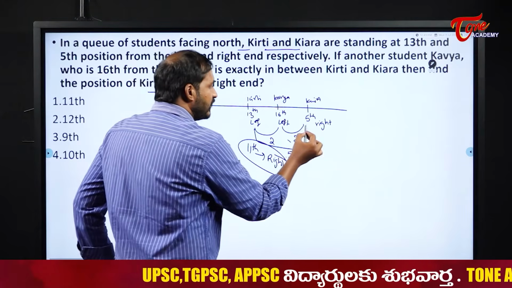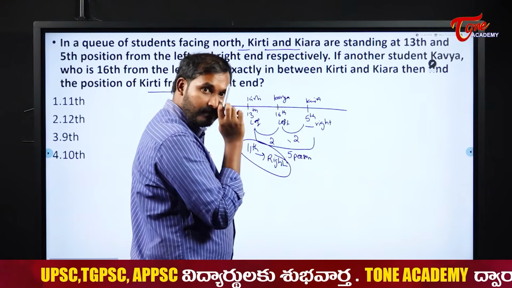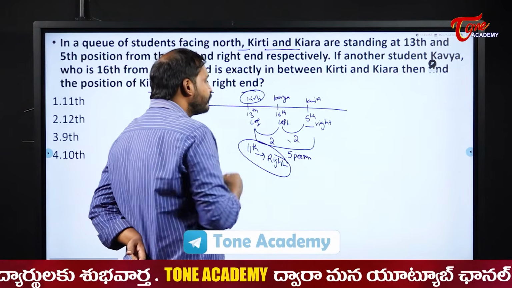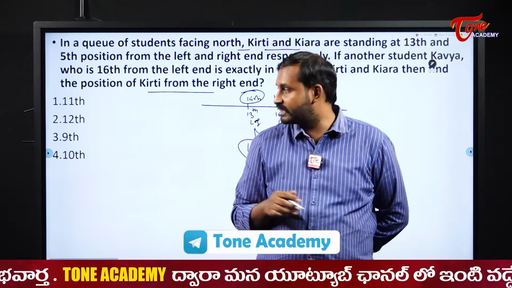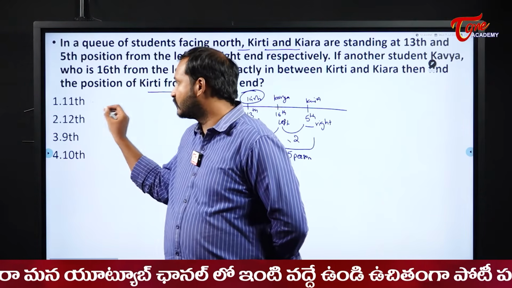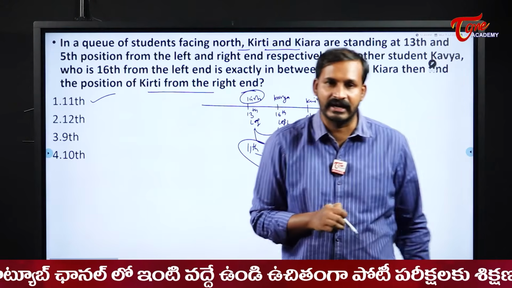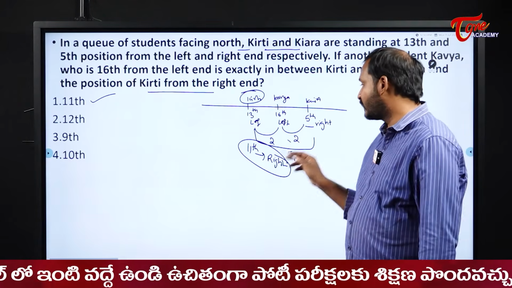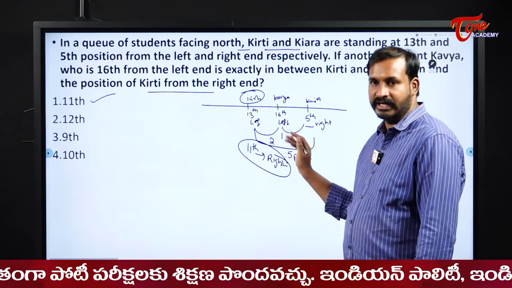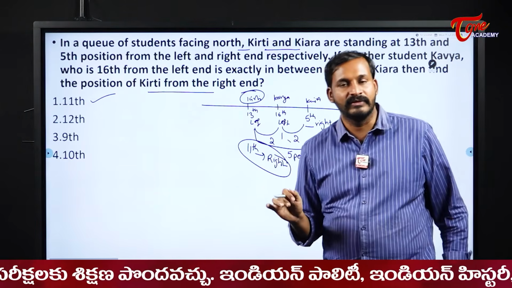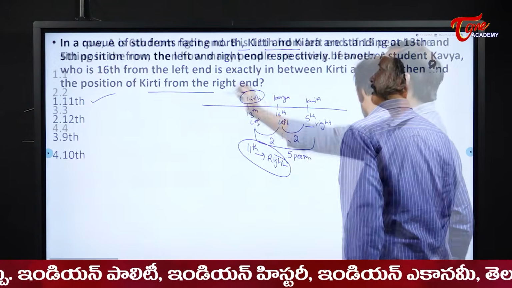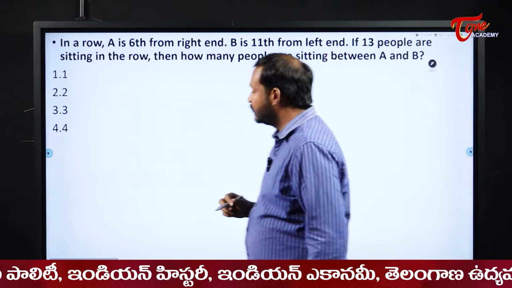Why? Because Kaira is 5th, and after that there will be 5 people, so 10 ranks are filled. The 11th one will be Kirti. So don't simply add plus 5 and write your answer as 10. Please be careful: plus 5 plus 1. Your answer will become 11th from the right. Including Kavya, there are 5 people, so 5 plus 5, 10 ranks are already filled, and the 11th position will be Kirti. Understood? Right? We will see the next one. In a row, A is 6th from the left hand.